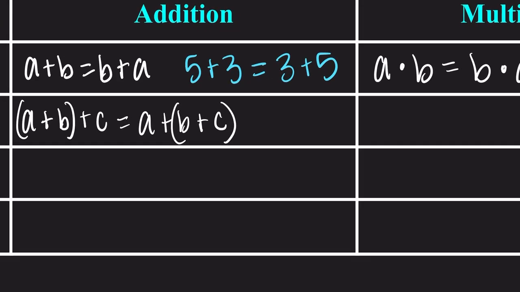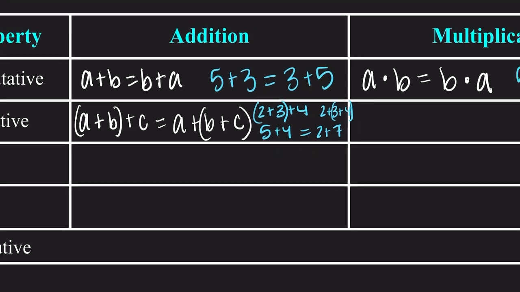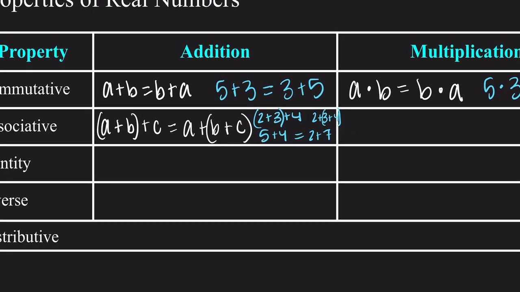So if we have 2 plus 3 plus 4, well, we could add those first 2 numbers first, which would be 5 plus 4, which is 9. If we added the second 2 first, so if we added 3 plus 4 first, that would get us 2 plus 7, also equal to 9. So it doesn't matter if you want to add the first 2 numbers together first or the last 2. It's addition. That kind of goes back to the commutative property. You can flip the order of what you're adding.